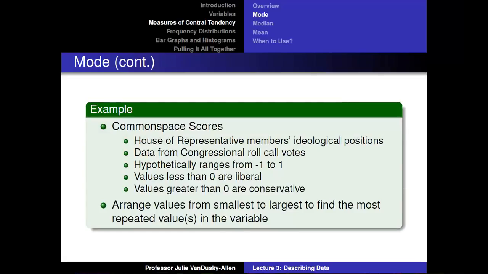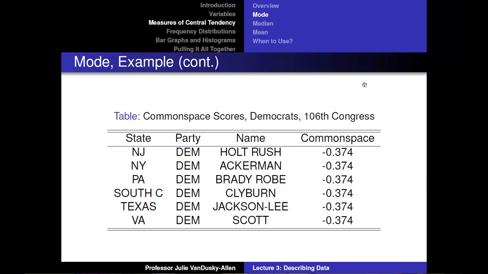To demonstrate how to figure out which value of a variable has the largest number of observations, I will use Commonspace scores from the 106th Congress. Commonspace scores measure House members' ideological position by using roll call votes. Commonspace scores range from -1 to 1, with values less than 0 being liberal and values greater than 0 being conservative. In this particular example, I ordered the data from smallest to largest, and I found two modes.